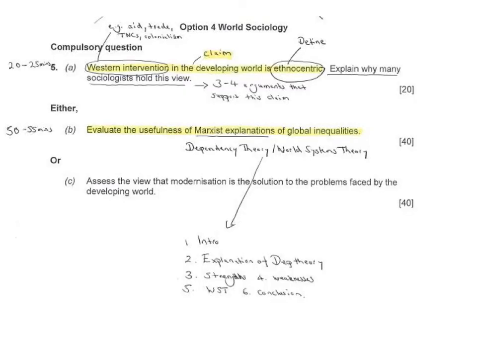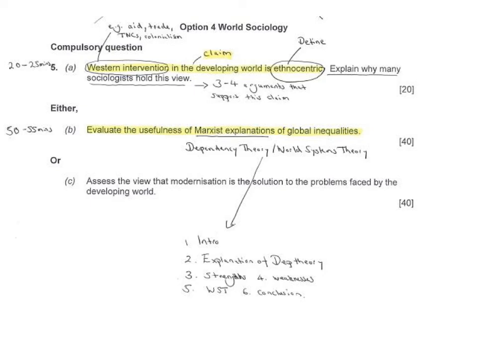And then after that type of introduction, then I think I would mainly focus on dependency theory, and in section 2 I would explain that perspective, and then I would look at the strengths and the weaknesses, the criticisms of dependency theory, and that's because the question is asking me to evaluate, so I've got to make sure that I look at strengths and weaknesses. I can't just explain the theory.